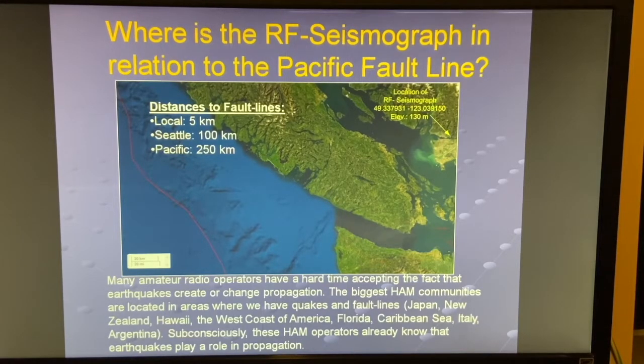And it's interesting to know that we have a lot of ham operator communities that are located along those fault lines. So if you're looking at Japan, New Zealand, Hawaii, the west coast of America, Florida, the Caribbean, Italy, Argentina, subconsciously the ham operators already know that earthquakes play a role in propagation.